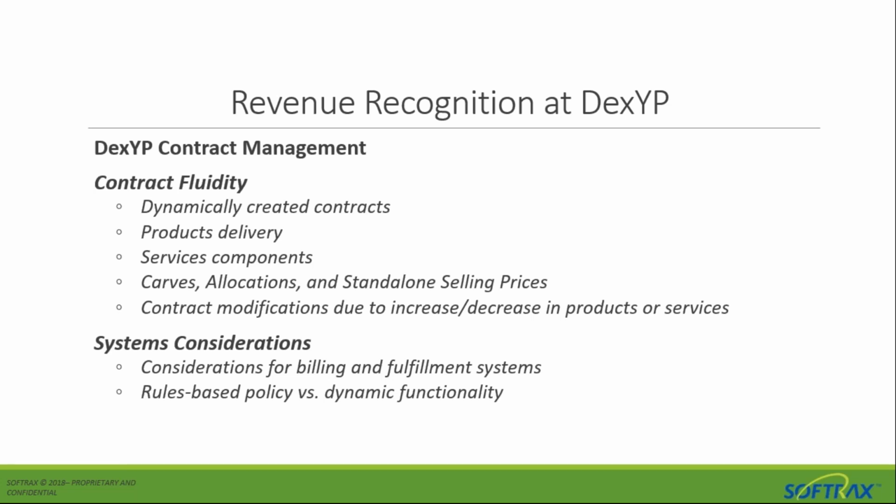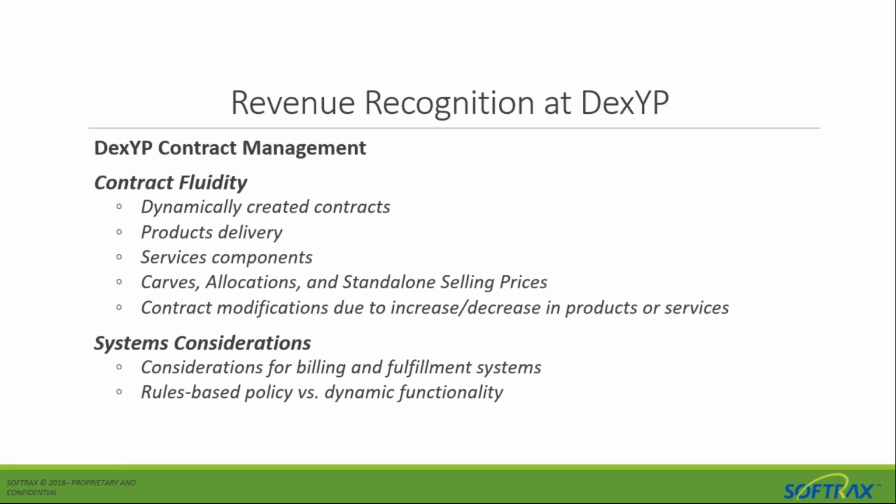So you mentioned maintaining those standalone selling prices and all those allocations that were still there in 605, but have a little bit more complexity now because of those carves and standalone selling prices in 606, and then contract modification. So if you increase or decrease your services, that's a lot of changes. So that pre-processing, that post-processing, all those different fluid movements in the contracts. And then again, those systems considerations. So what's happening upstream from a billing and fulfillment system, and then how is it handling it? Is it a rules-based policy versus some sort of dynamic change in the functionality, and whether or not your systems can handle that?